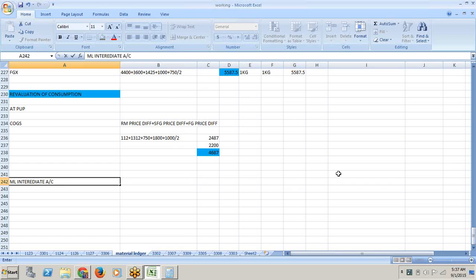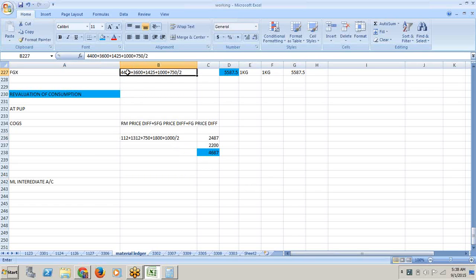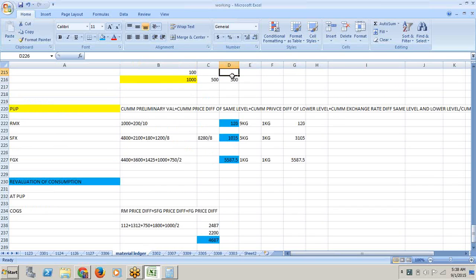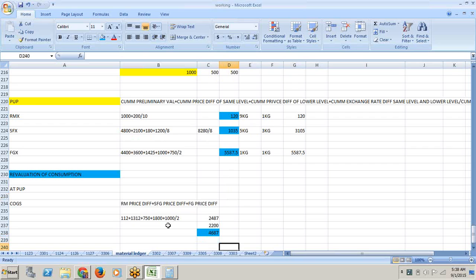Sir, in FGX we got that 4,400, no? That was at planned cost, right? Yeah, preliminary valuation price, so standard value, plan rate, minus 5,587.5, what we got as PUP. That difference will not be consumption, is it? No, the difference will not be consumption. So here the consumption COGS of 2200 is already booked. So the difference should come as the difference only. It is coming different. Maybe we have done something wrong here.